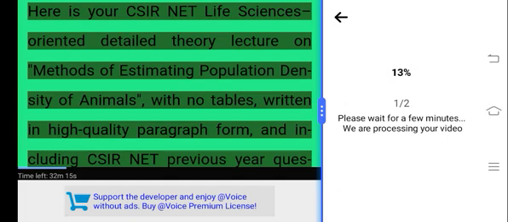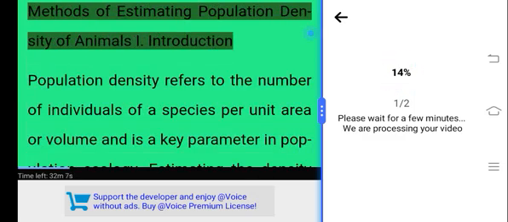Here is your CSIR NET Life Sciences oriented detailed theory lecture on methods of estimating population density of animals with no tables, written in high quality paragraph form, and including CSIR NET previous year questions with answers in years. Methods of estimating population density of animals. 1. Introduction.